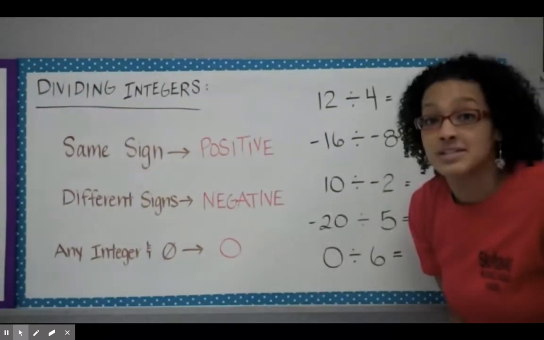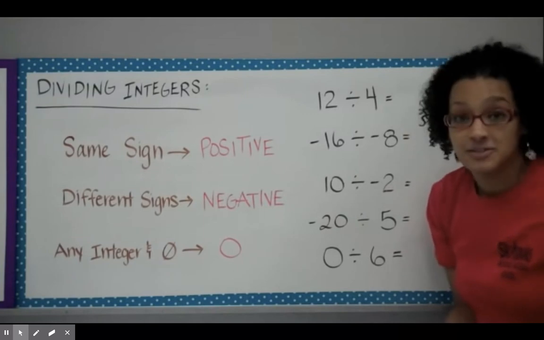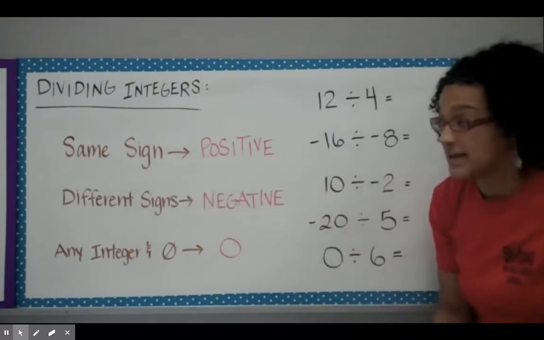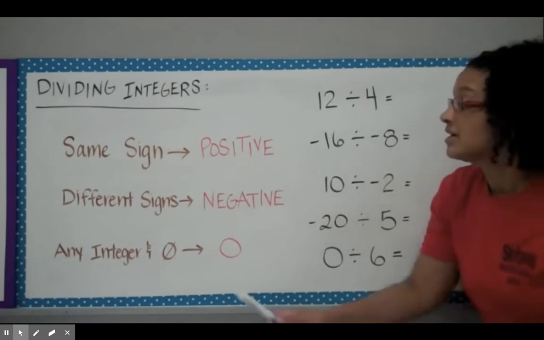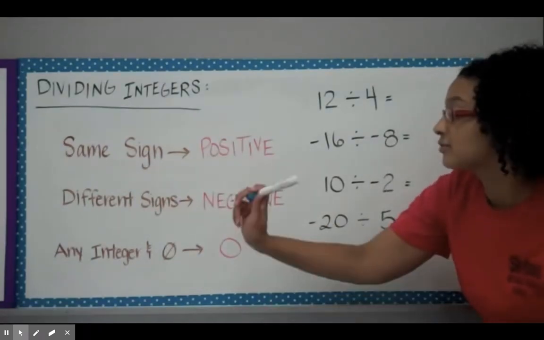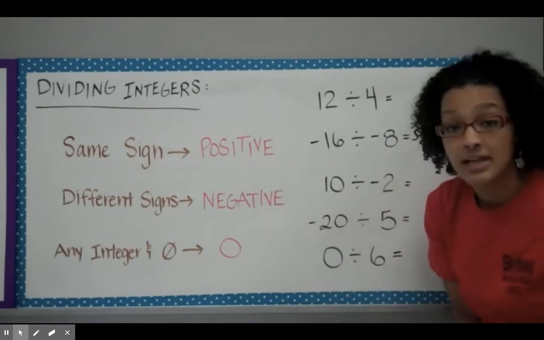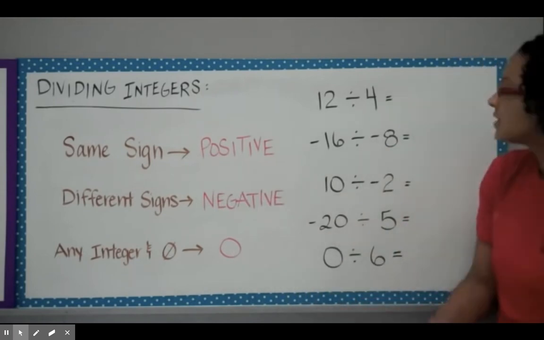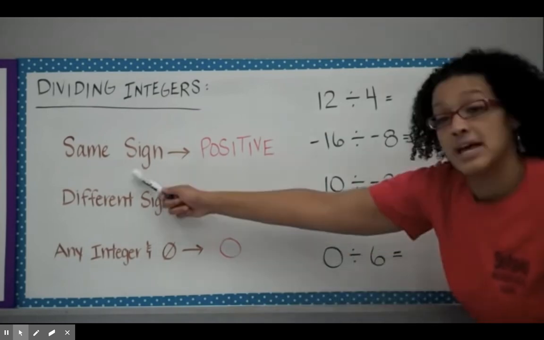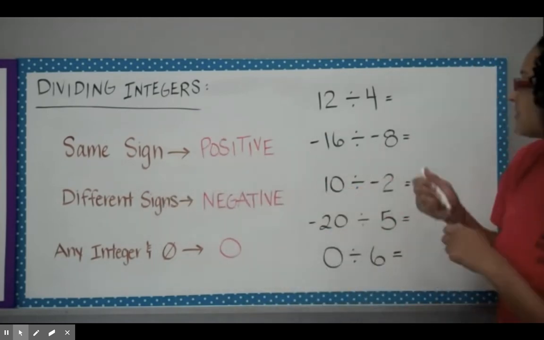Okay, if we move on to dividing integers, it uses the exact same rules. So if our two numbers have the same sign, our answer is going to be positive. If our two numbers have different signs, our answer is going to be negative. And if we are dividing 0 by any integer, our answer will be 0. So 12 divided by 4, they're both positive. They have the same sign, so my answer is going to be positive.